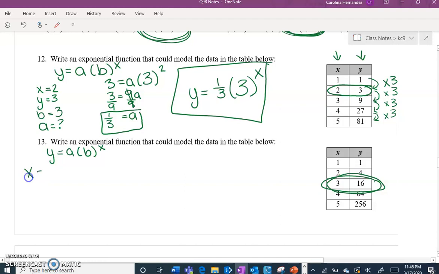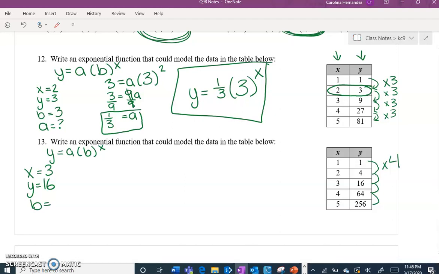So I have x equals 3, y equals 16, and b equals our pattern. How did I go from 1 to 4 to 16 to 64 and to 256? Hopefully you already got the answer, which is multiplying by 4 each time. 1 times 4 is 4. 4 times 4 is 16. 16 times 4 is 64. And finally, 64 times 4 is 256. So our b value is 4.